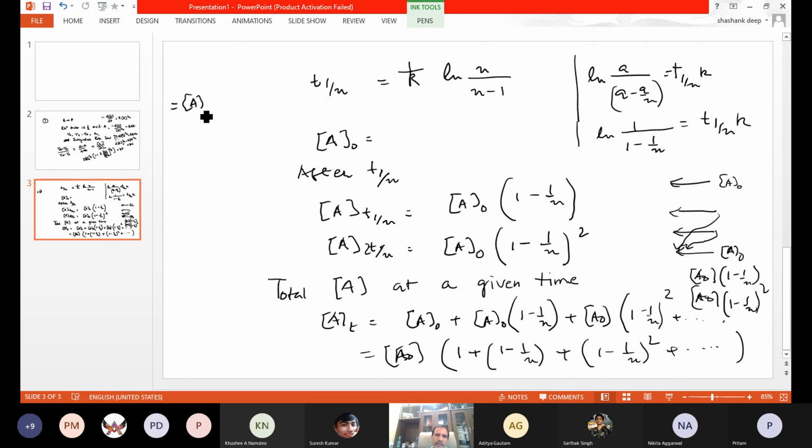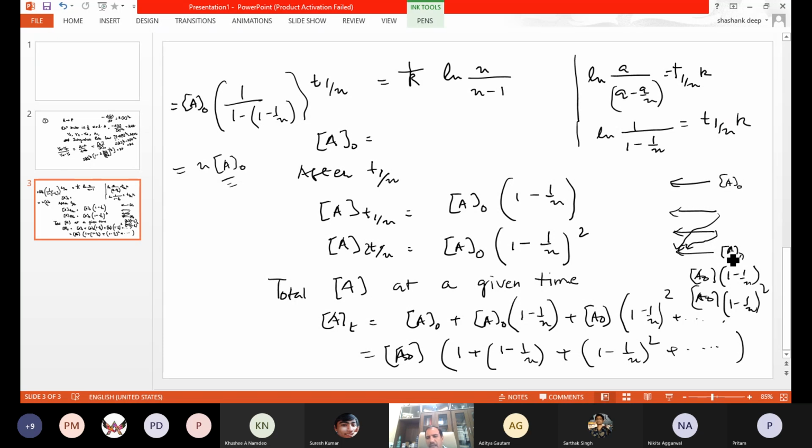What is this? 1 plus x square. What will you get? 1 upon 1 minus x. Is this okay? And this is equal to n. That's what was the question. Now is it understood?